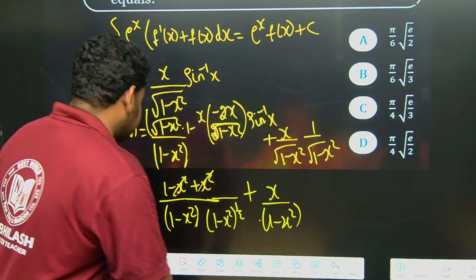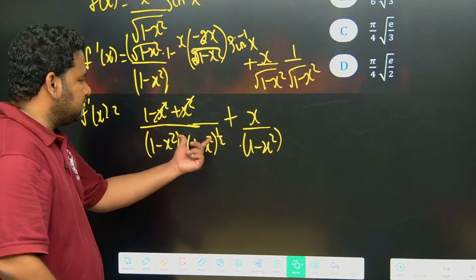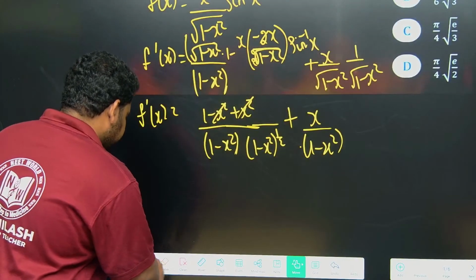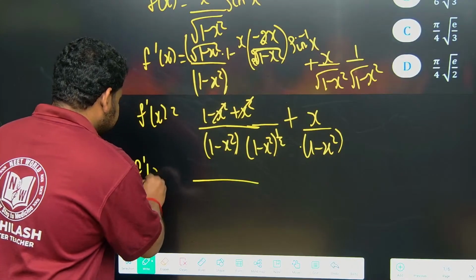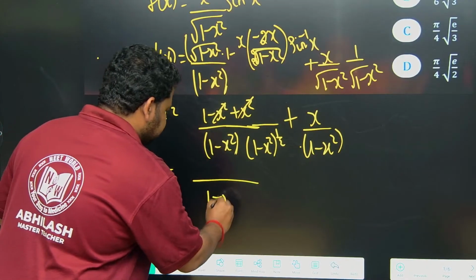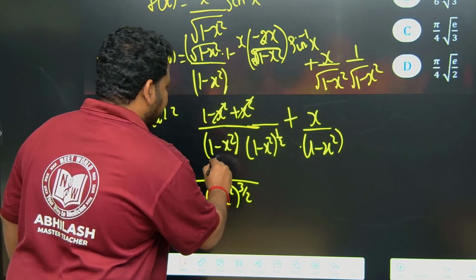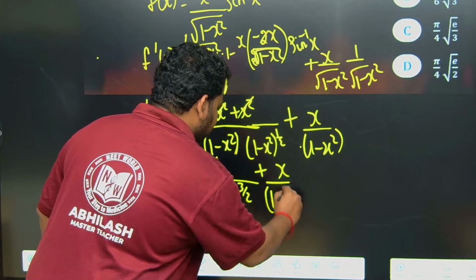Now on simplifying this further, what will I get, friends? On simplifying this further, 1 minus x square, 1 minus x square, that is 1 plus 1 by 2, I'll get f dash of x as 1 minus x square to the power of 3 by 2. This will be 1 plus x by 1 minus x square.